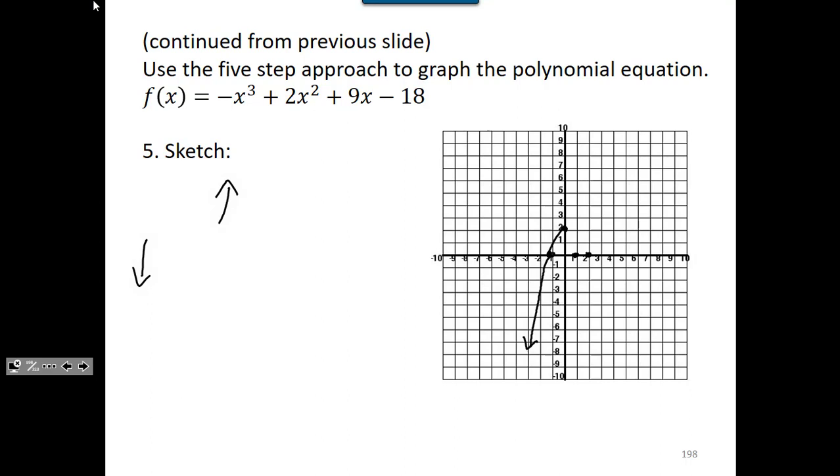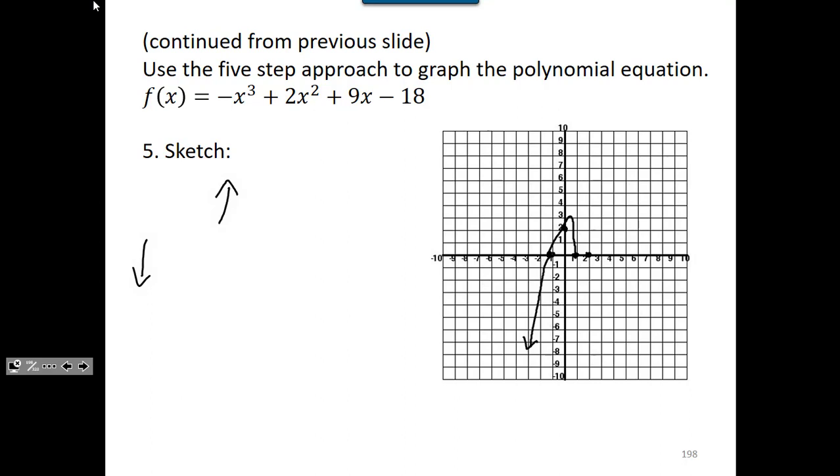Now, I don't know where my max or min is. It could be there at 0, 2. It could be somewhere else. So I don't know exactly where my maximum occurs, but I do know that somewhere here it turns and comes back down to my 0 there at 1.